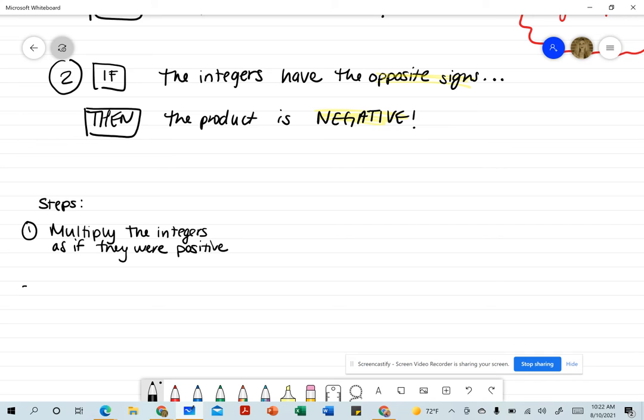Once you get your product, step two is determine the sign of the product based on the multiplication rules. So again, if they started with the same sign, the product's positive. If they started with opposite signs, the product's negative. And that's it. That truly is all we're doing. So let's do an example problem real quick.